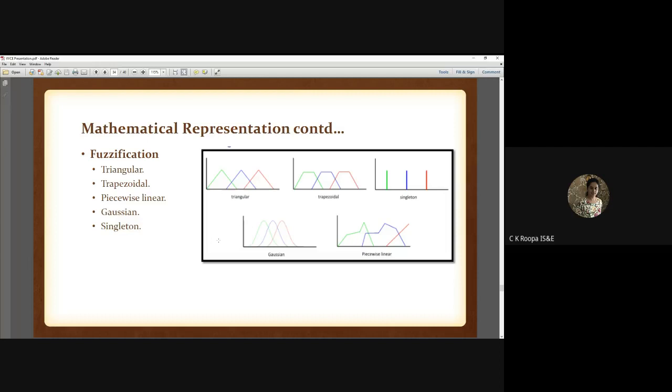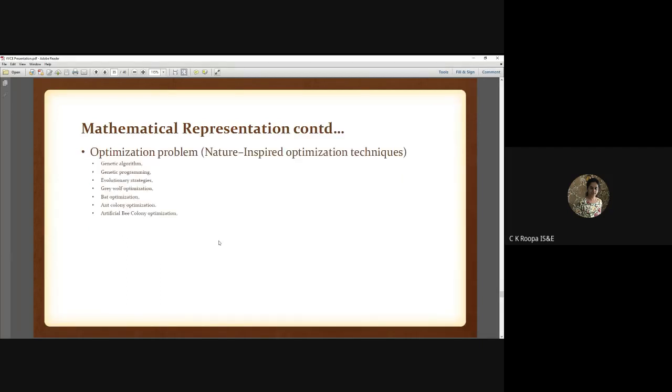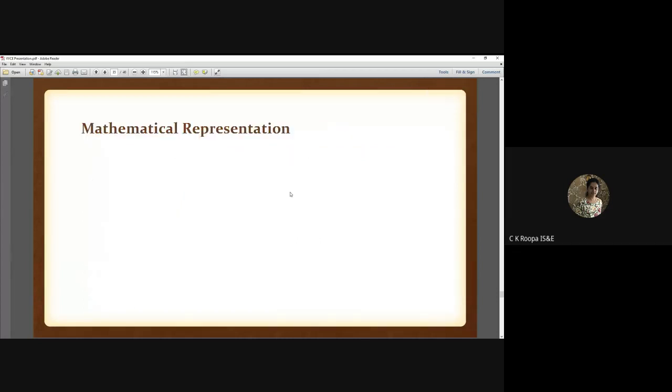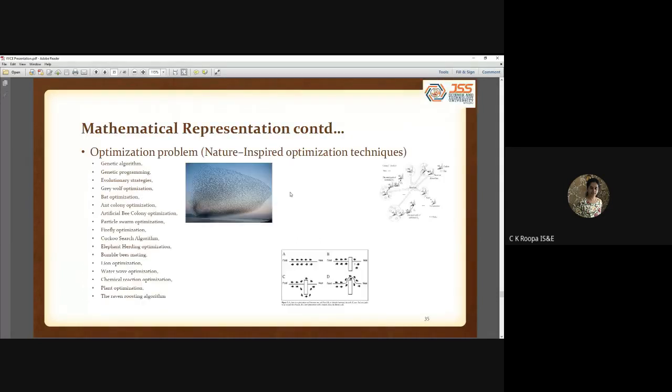Could be either triangular, or trapezoidal, or a singleton, or a Gaussian, or a piecewise linear. But ultimately, these all require some or the other form of mathematical representation. And this is the present trend in present day research, right? So no doubt we have a very extensive literature available with respect to the acquisition, the pre-processing techniques, and the various mathematical representation methods.